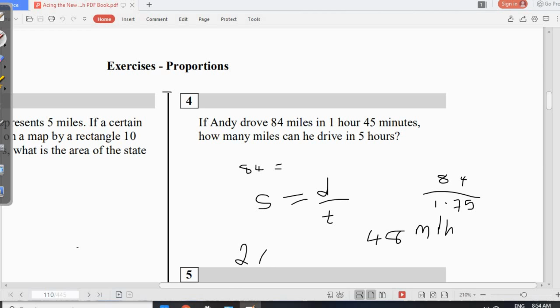So he's going to be driving 240 miles, because speed is equal to distance over time, so distance is time times speed. That's 48 times 5 hours, and that's how you got 240 miles. Okay, so let's move to the next one, number 5.